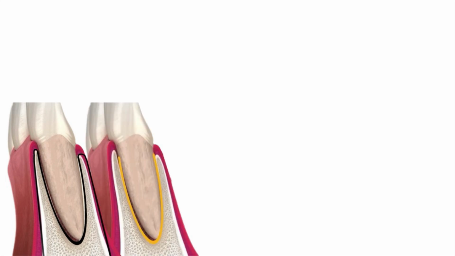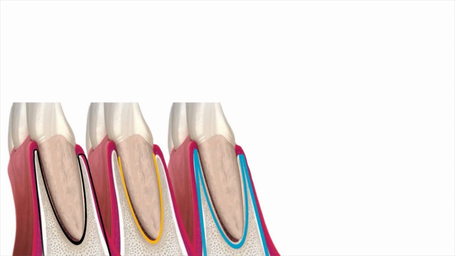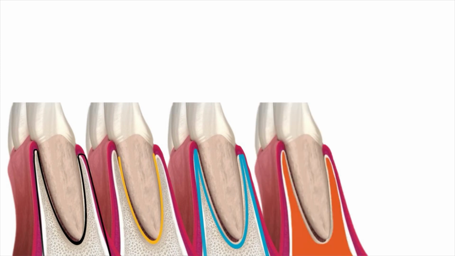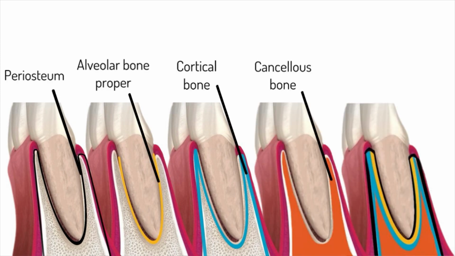So to recap, we have the outer layer that surrounds everything called the periosteum. Then we have the inner lining called the alveolar bone proper. Then we have the dense outer layer of the cortical bone and the spongy inner layer of the cancellous bone.